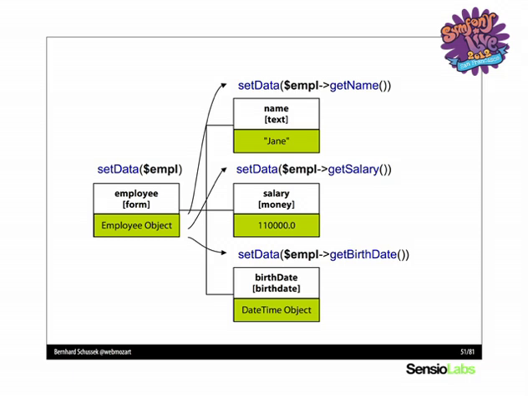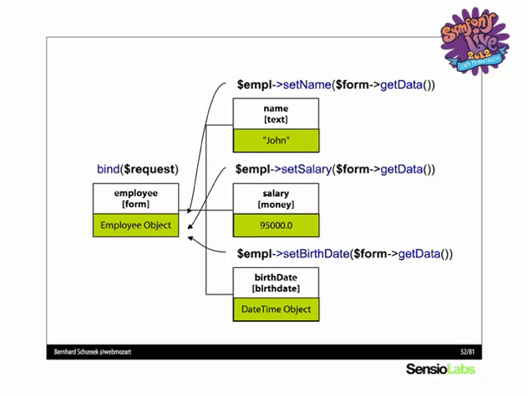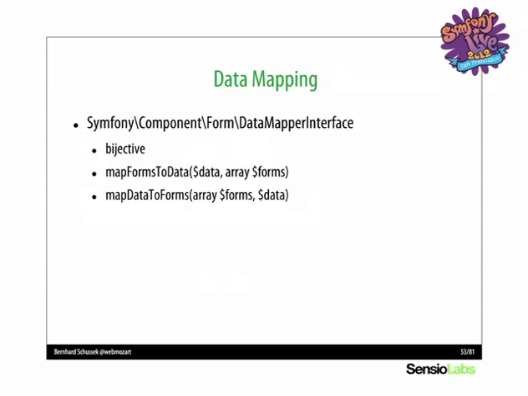A data mapper is also a bijective function. It has two methods. It's an implementation of DataMapperInterface. And it has the method mapFormsToData, a list of forms to some data, and mapDataToForms, which is the other way around. It maps a data to a list of forms, which would be the children of the form tree. Okay? Is that somewhat clear? Anybody with me at all? Cool.